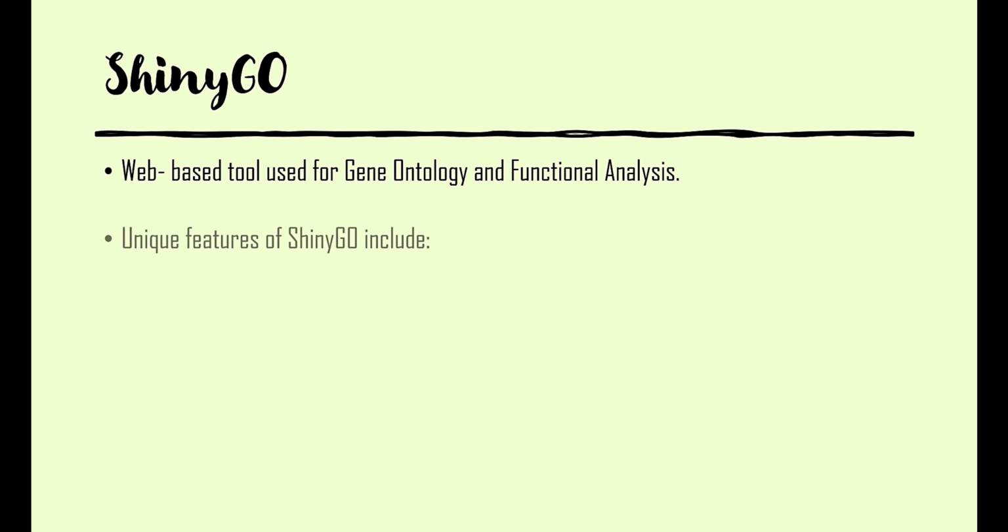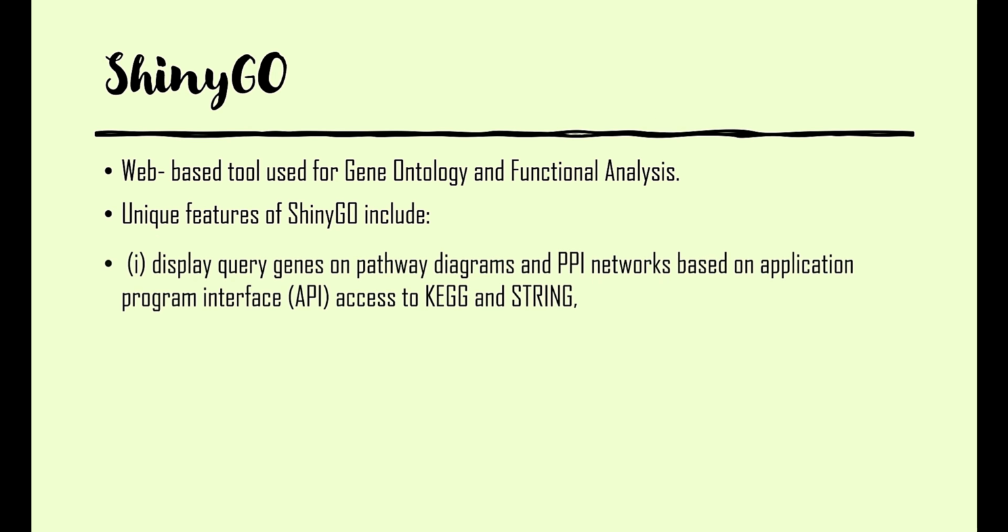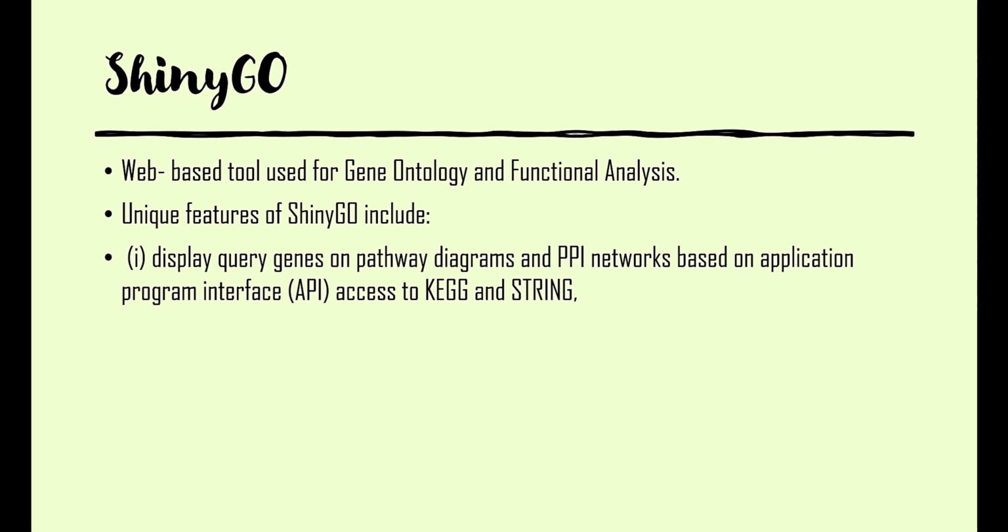Some unique features of ShinyGo include that it displays the query genes on pathway diagrams and protein-protein interactions based on application programming interface access to KEGG and STRING. We all know how popular KEGG and STRING are for their pathway diagrams and protein-protein interactions. So ShinyGo has access to those platforms, and it can show the pathway diagrams and protein-protein interactions by accessing those platforms also.